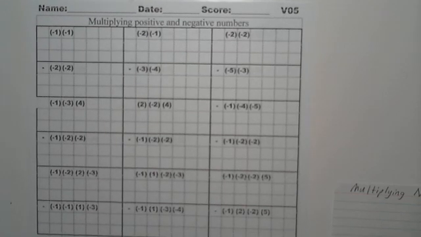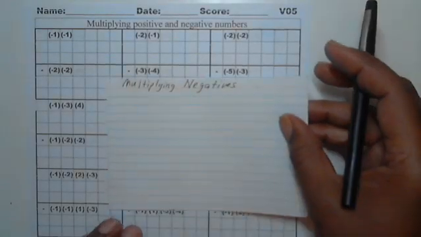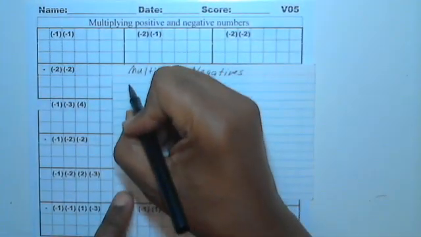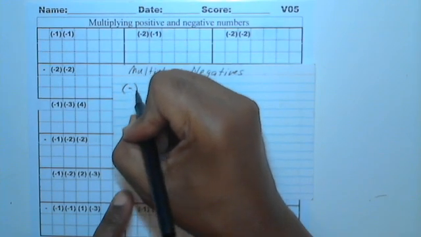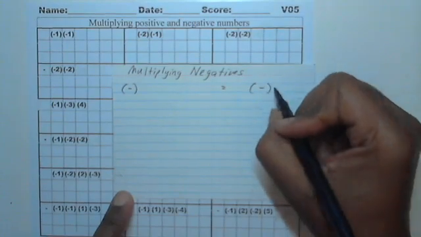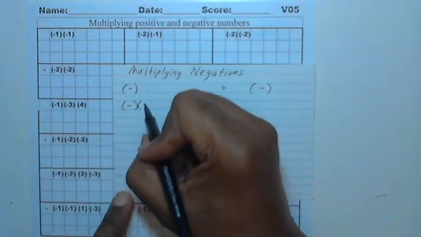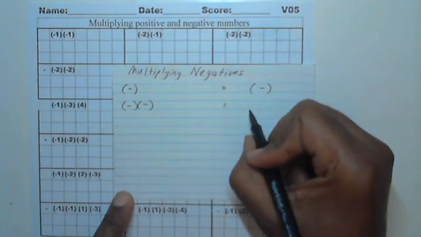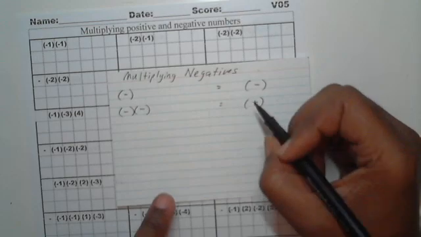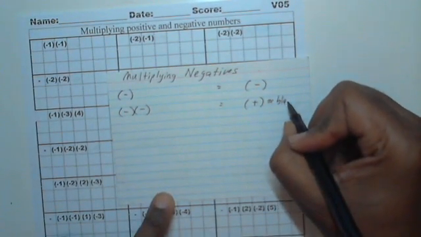Okay, we're going to be multiplying positive and negative numbers. Let's talk about multiplying negative numbers. If you're multiplying numbers and one of those numbers is negative, then the final result will be negative. If two of the numbers are negative, then your final answer will be positive. And you can either write a positive sign or leave it blank, with no sign at all.